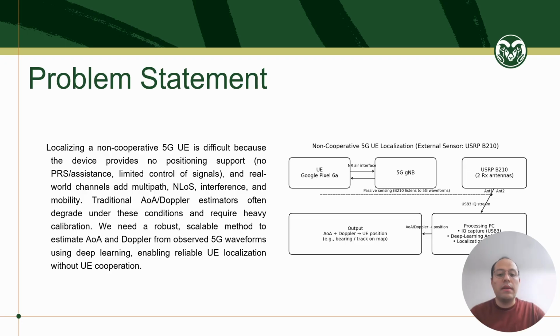So what is the problem statement here? The problem is basically to localize a non-cooperative 5G handset, or user equipment, within a non-friendly or non-cooperative 5G network, which means that we have an external 5G network and we want to localize where a UE is transmitting.